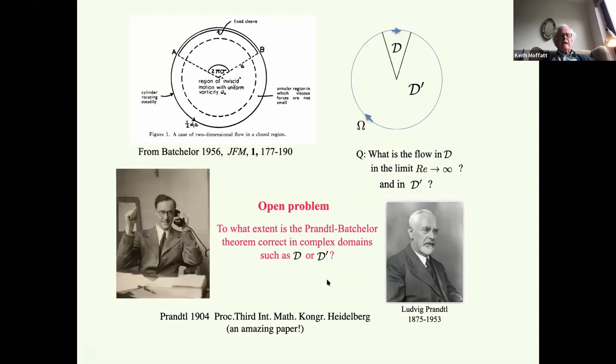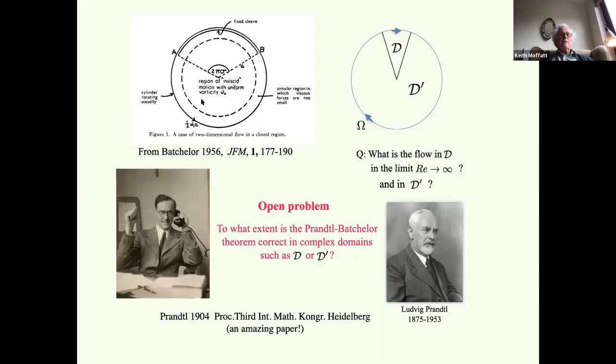There's the amazing paper of Prandtl in 1904 in the proceedings of an early mathematical congress in Heidelberg. I say amazing because that's the paper where boundary layer theory was first developed by Prandtl. And as a very short aside, he mentioned in passing this result, slightly conjectured, but he gave reasons for believing that the vorticity should be uniform in a flow of this kind with closed streamlines, in any region of closed streamlines.